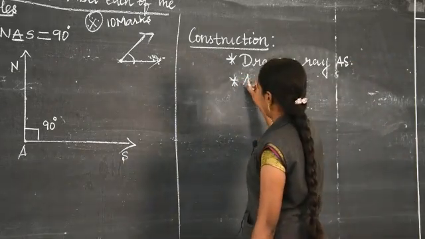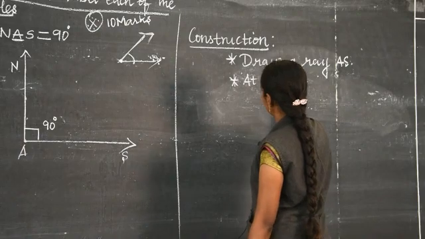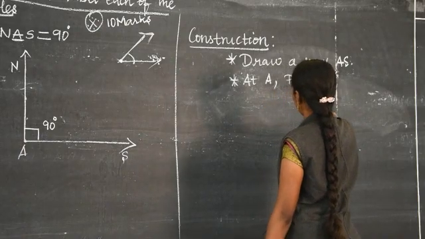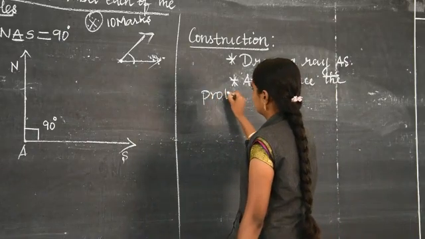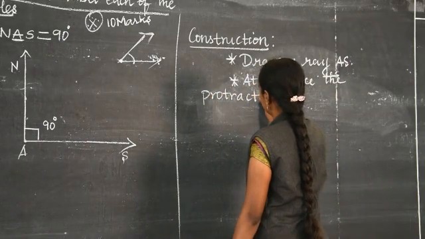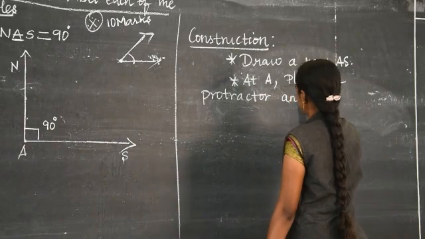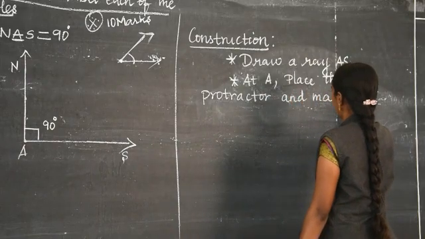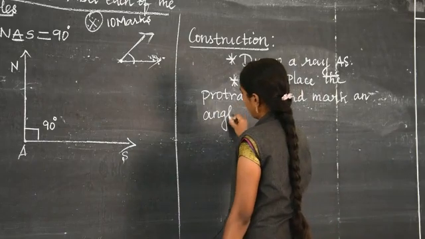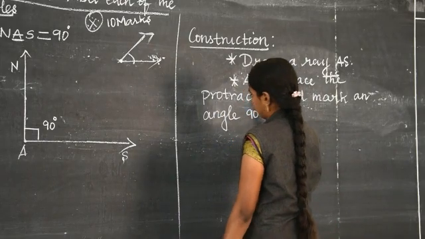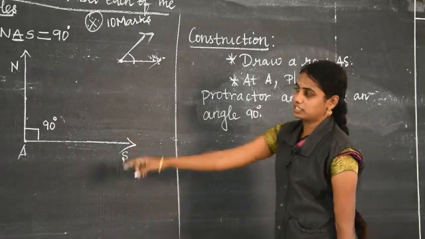Second step, at A, place the protractor and mark an angle of 90 degree. Mark an angle 90 degree. Okay, we measured an angle.